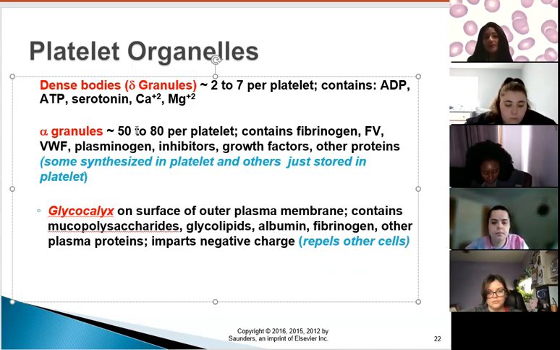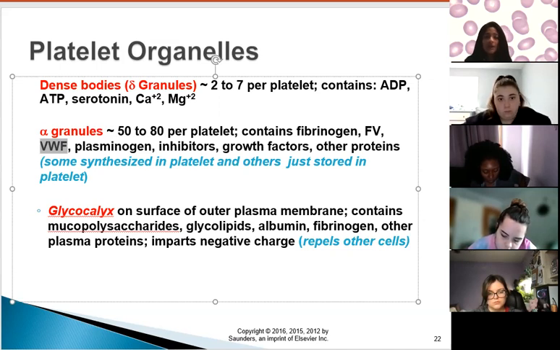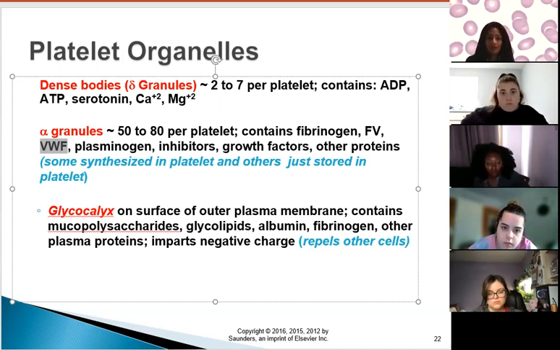Okay, these granules have fibrinogen. This is called factor 5, okay? This is called von Willebrand's factor, plasminogen, inhibitors, growth factors, and other proteins. You don't have to know what that is right now. I'm going to explain all of that in the next lecture, but it's good to know that alpha granules are within our platelets. They have very, very important components that we're going to need for coagulation, okay?